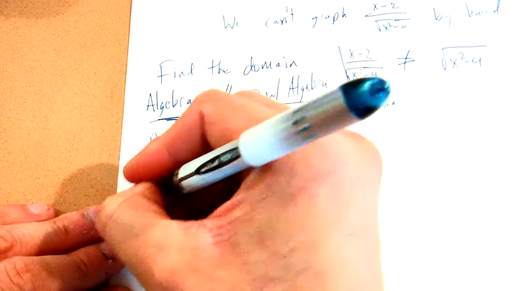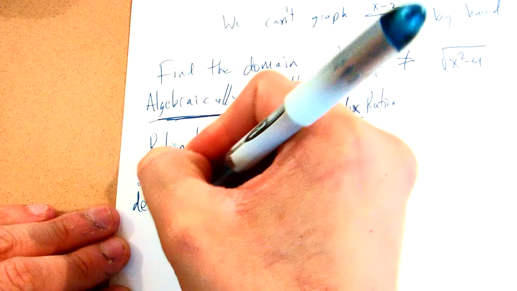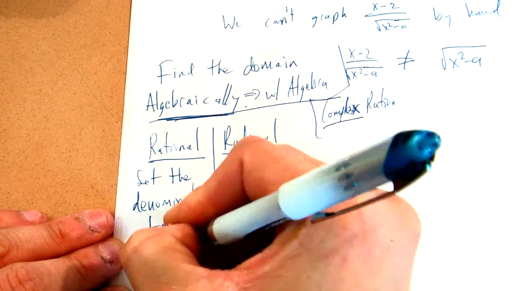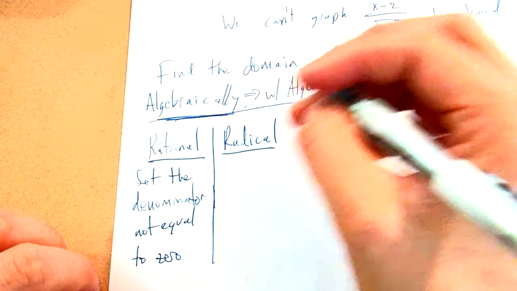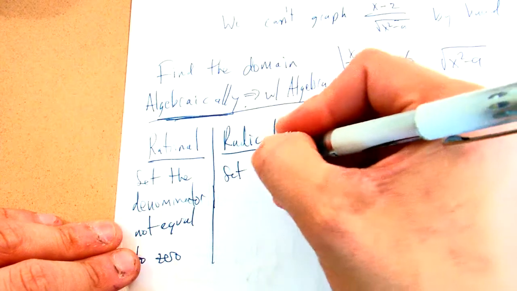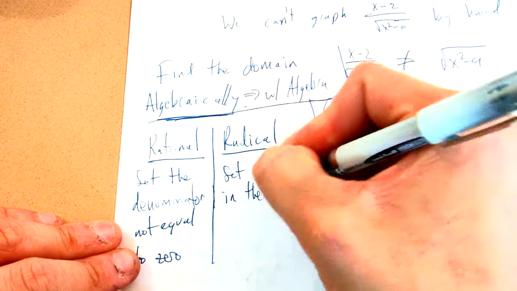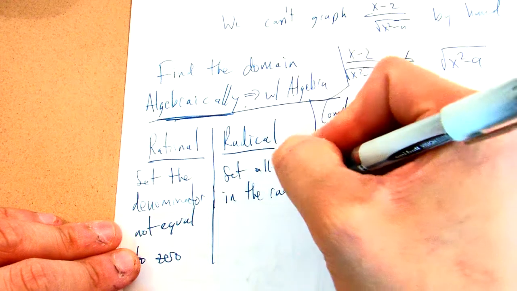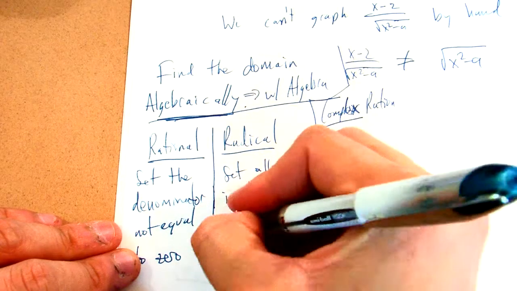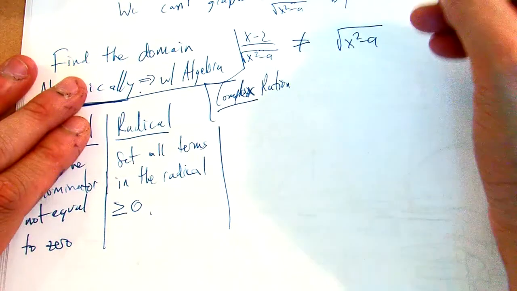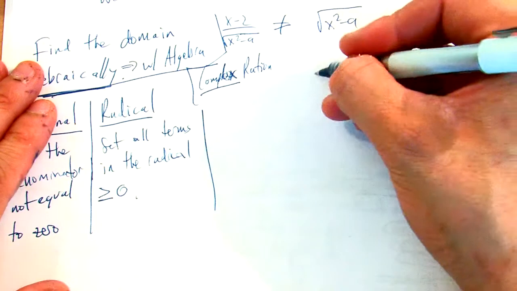So if it's a rational, you set the denominator not equal to 0. Okay? And for a radical, you set all terms in the radical greater than or equal to 0. Okay, so we're going to do that right now. So what we get is, this is my denominator, which means you're going to get two things here from this.